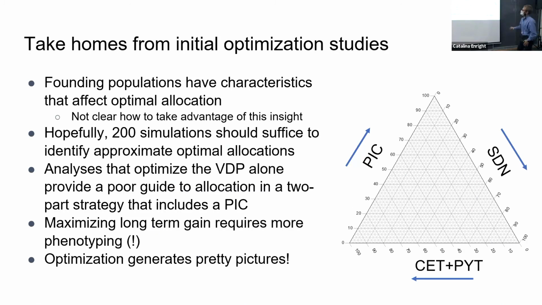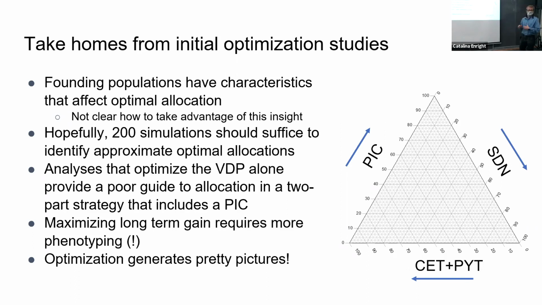Okay, so take-homes. First of all, interestingly, the founding population itself has some characteristics that affect optimal allocation. I'm not sure there's much we can do with that because I just don't know what aspects of the founder population matter or how to measure them in practice. I think about 200 simulations should be good enough. That'll vary from scheme to scheme, but it's an order of magnitude.